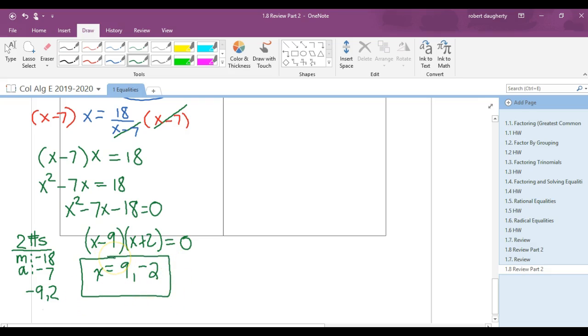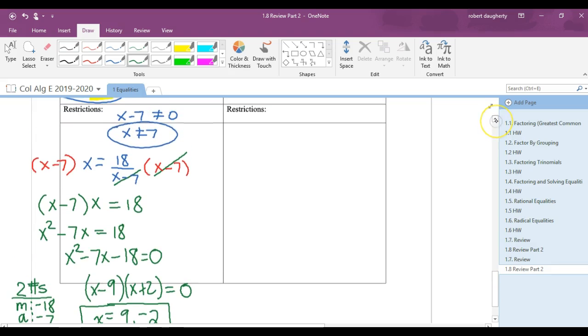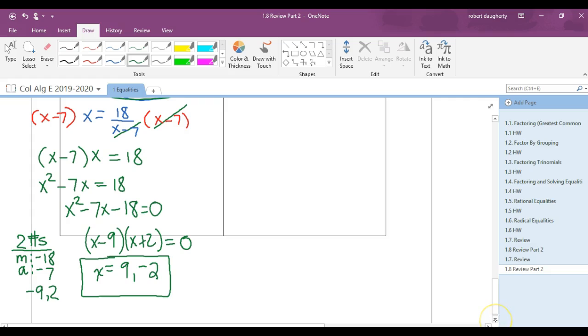Now, my restriction, remember, right off the front was x cannot be equal to 7. So if I look at that, neither of those conditions is violated. Those are my answers.